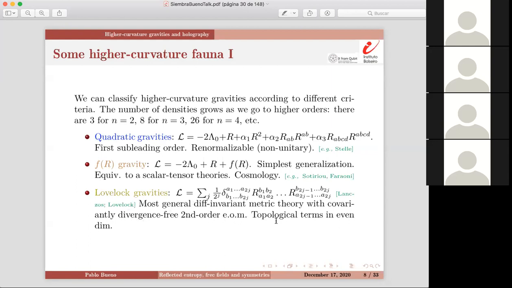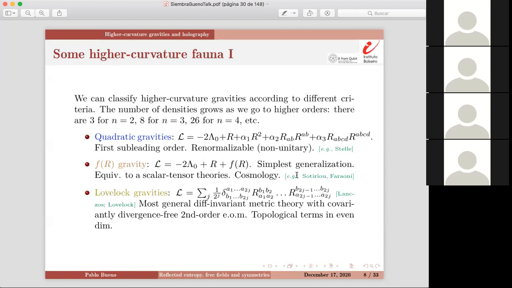In particular, what characterizes them is the fact that in even dimensions they coincide with the Euler densities of manifolds of that number of dimensions. For instance, the Ricci scalar is topological in 2. The next is the Gauss-Bonnet term, which is a combination of these 3, and it's topological in 4. Then the cubic is topological in 6, and so on.